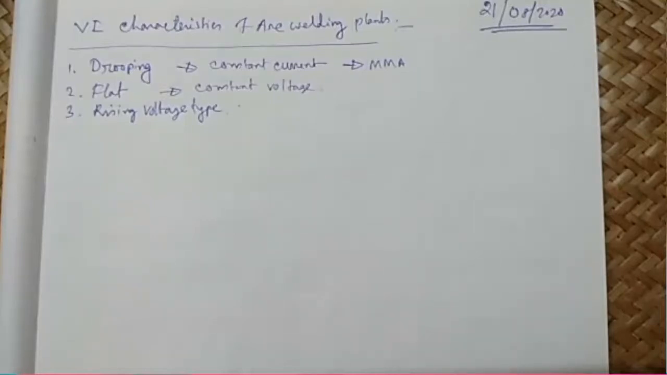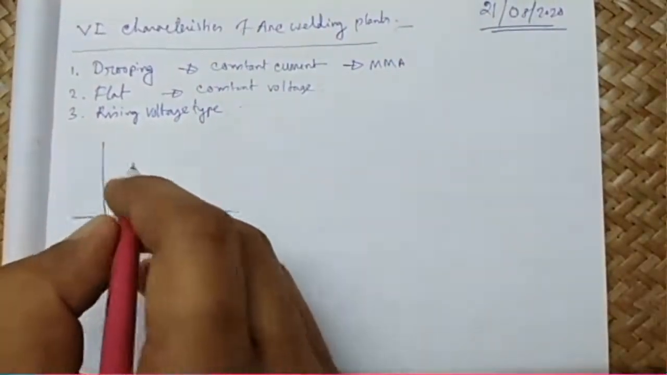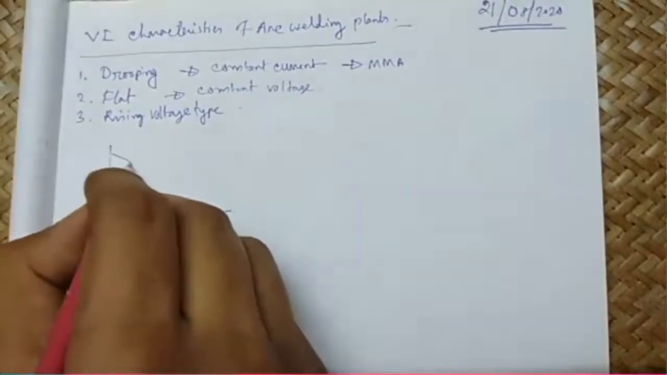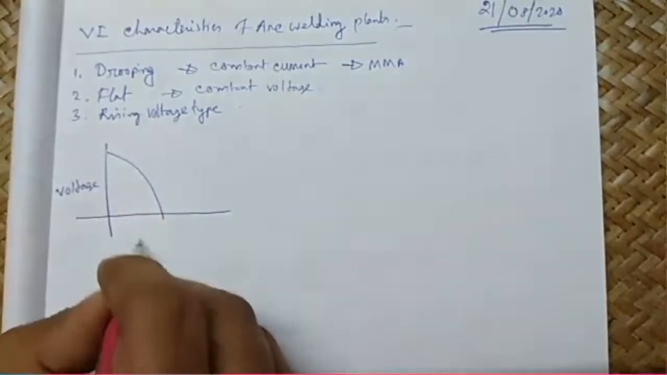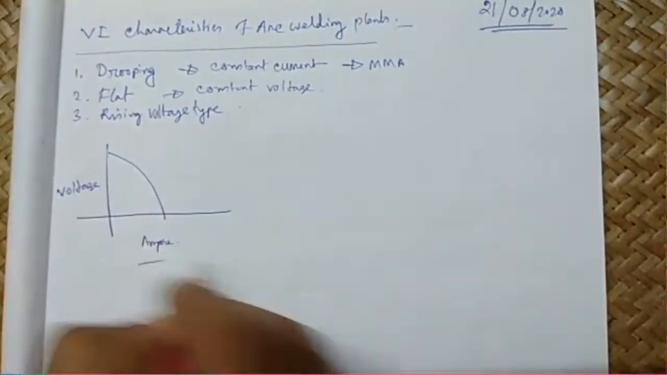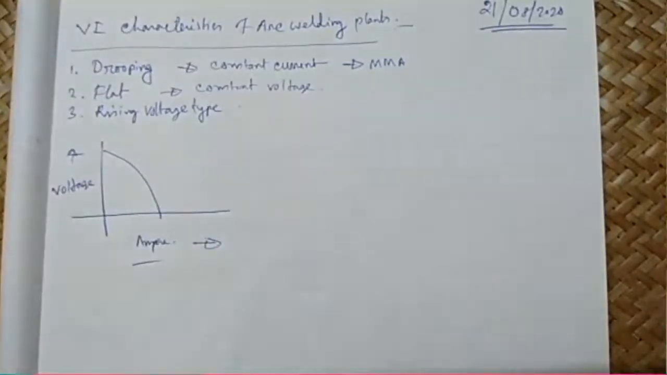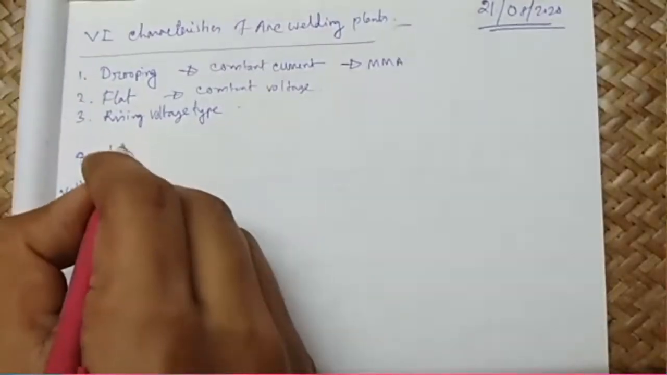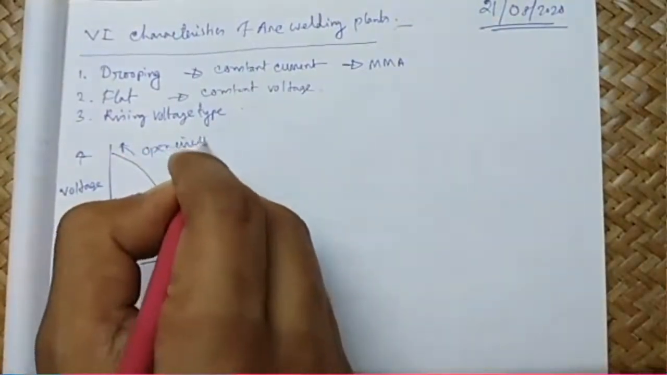So what happens, I'll explain with a curve. A drooping characteristic curve looks like this, where this is voltage and this is current. Then you will ask, where then is it constant current? But actually this is the open circuit voltage.